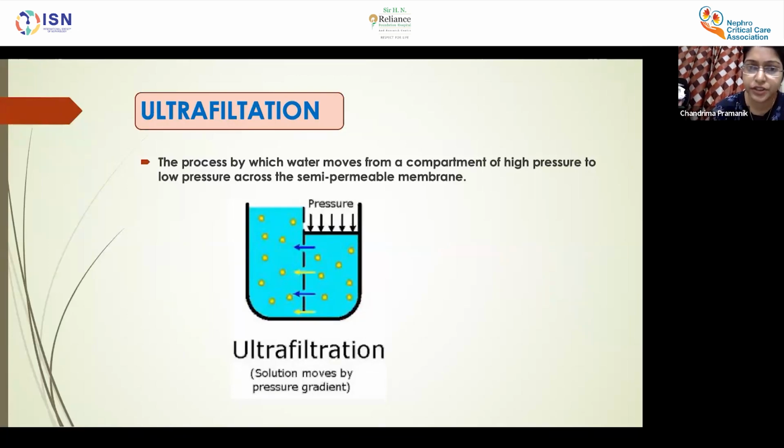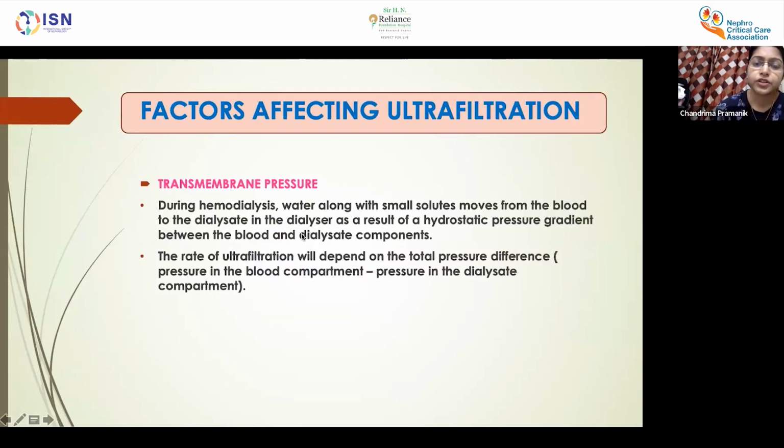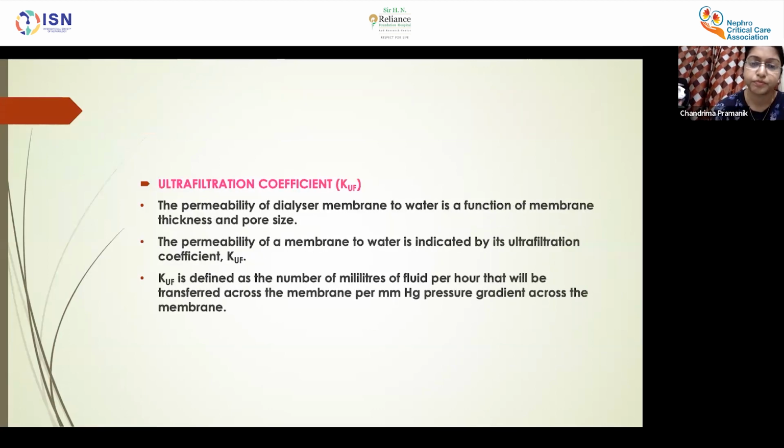Next is ultrafiltration. Ultrafiltration is a process by which water moves from a compartment of high pressure to low pressure across the semi-permeable membrane. Ultrafiltration is also governed by two factors. One is the transmembrane pressure. Because of this transmembrane pressure, water along with small solutes moves from the blood to the dialysate in the dialyzer. The rate of ultrafiltration usually depends on the total pressure difference between the blood compartment and the dialysis compartment.